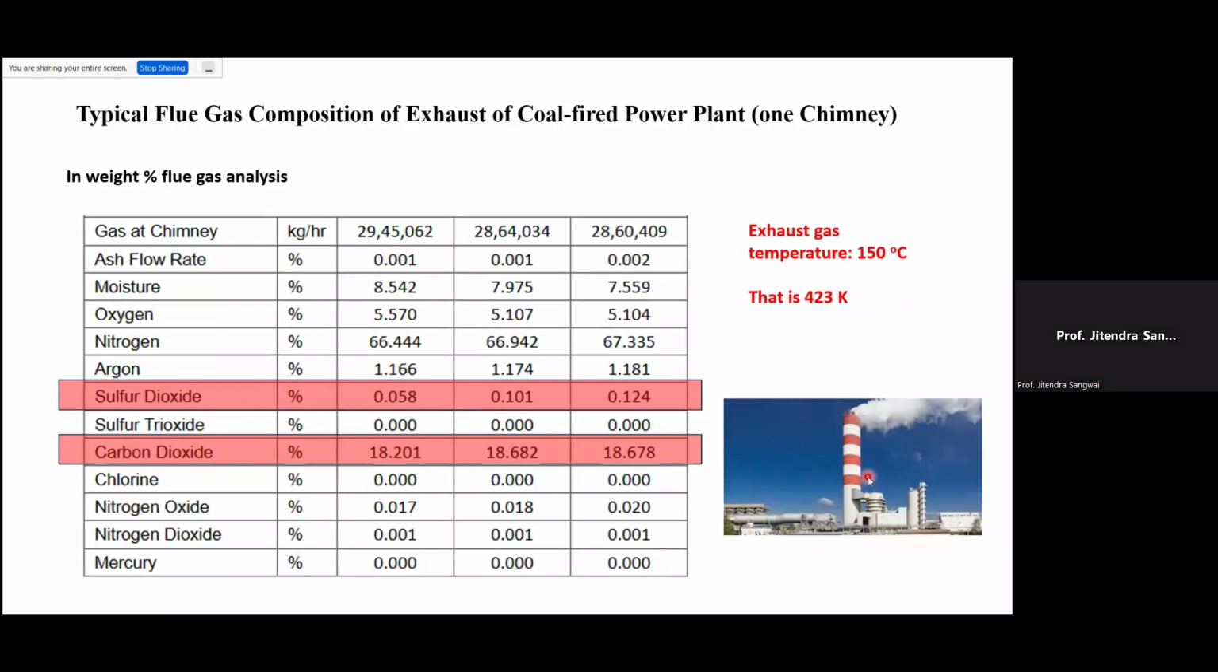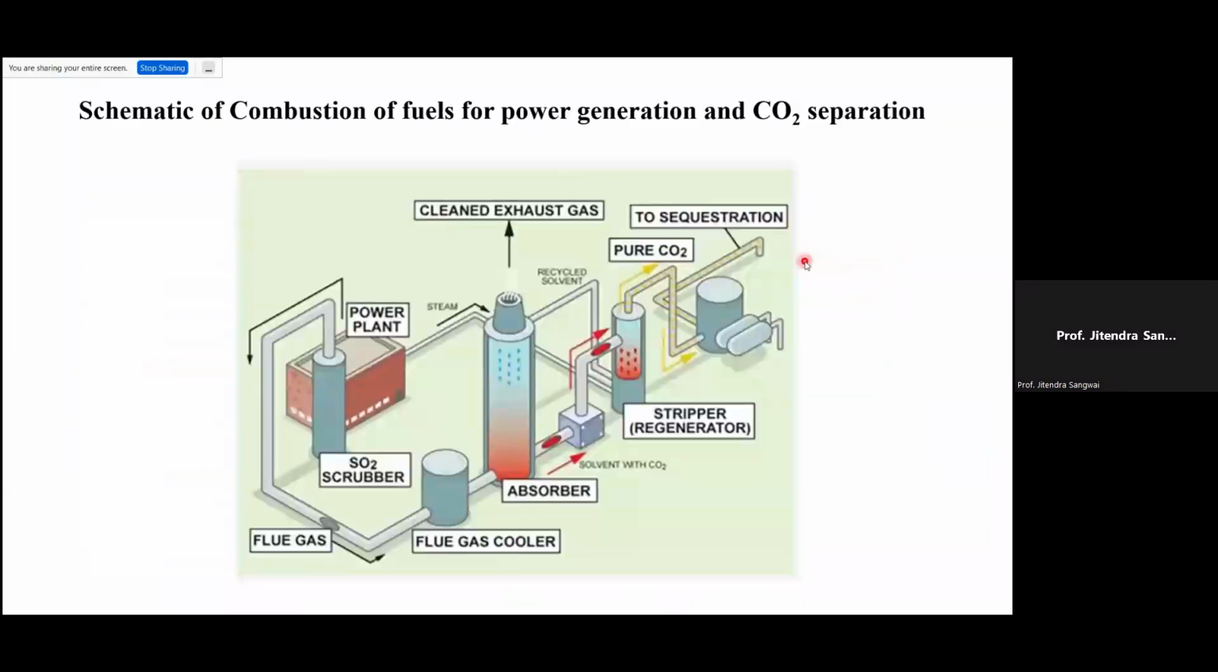Otherwise, they start corroding. And therefore, the temperature is reasonably kept high, right? So when we look at these CO2 capture processes, there have been various processes available in the market, and some of these processes are under development. However, a very well utilized process is the post combustion capture, right?